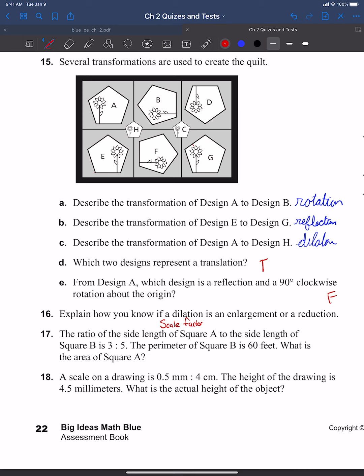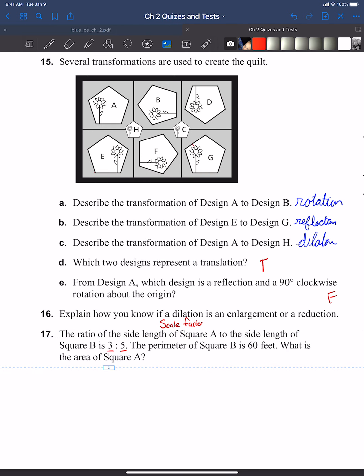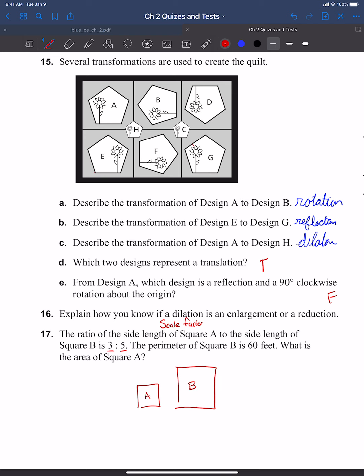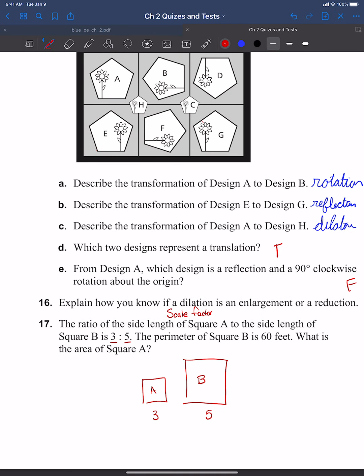Number 17. The ratio of the side length of square A to the side length of square B is 3 to 5. Hey, we had one similar to this, didn't we? On the homework or something? Here, let's do this one together. I know I've got squares. Can I assume that square A is the 3 and square B is the 5? Why do I assume that? Because 5 is greater than 3, and I can assume the bigger square has the bigger number, right? Okay. The perimeter, however, all the way around square B is 60.